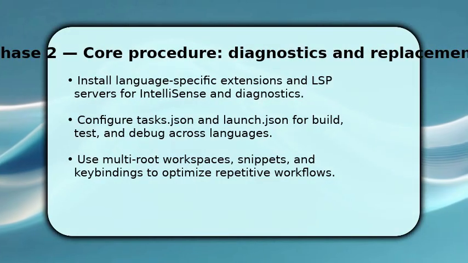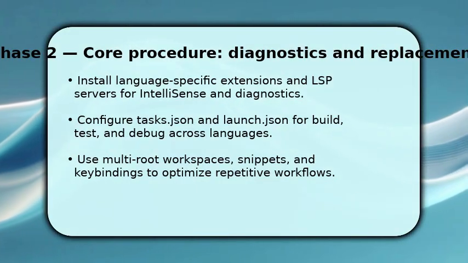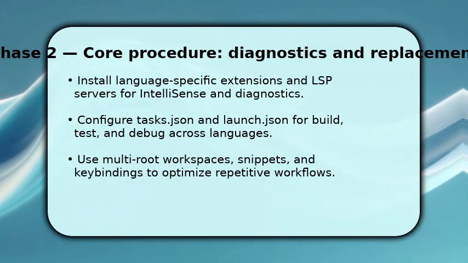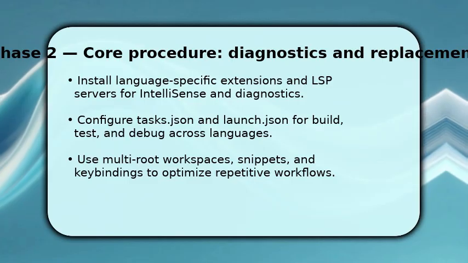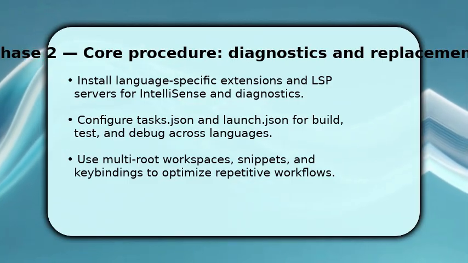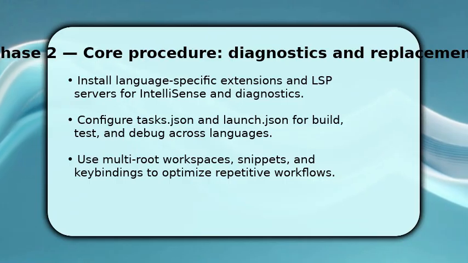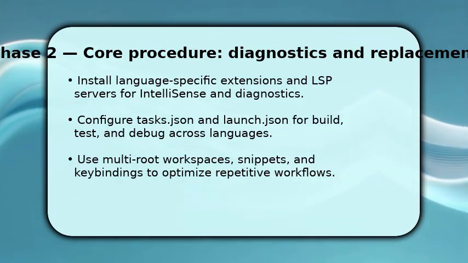Next, focus on language-specific setup. Install the extension and the language server protocol to get IntelliSense, linting, and error reporting. Then create tasks.json and launch.json so you can build, test, and debug with one keystroke. This standardizes workflows across Python, JavaScript, Go, Rust, and more.